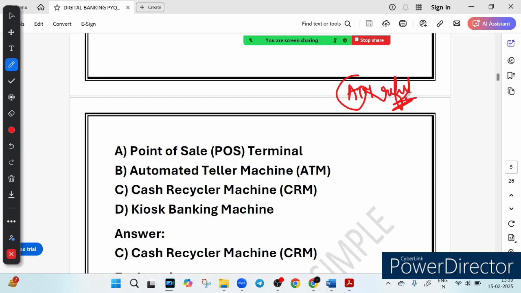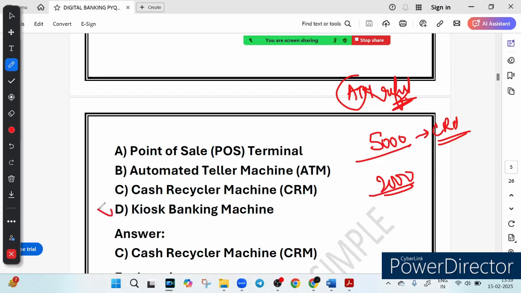And real time update. So for example, let's say you deposited rupees 5,000 into a CRM in the morning. Later someone else withdraws rupees 2,000 from the same CRM using their card. So instead of waiting for the bank to refill the ATM, the CRM gives them part of your deposited cash. So that is why it is called a recycler, right? It recycles deposited cash for withdrawal. I hope it is clear.